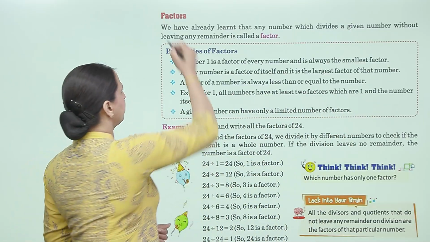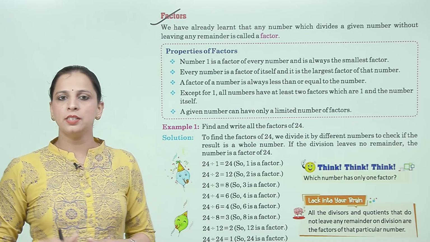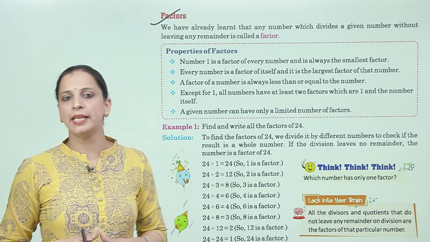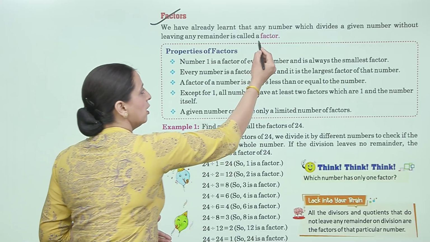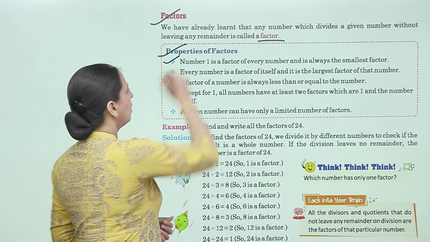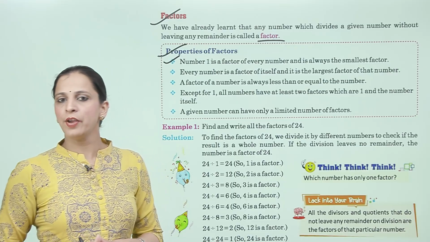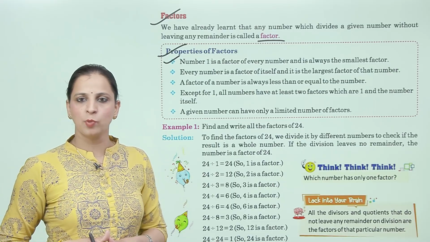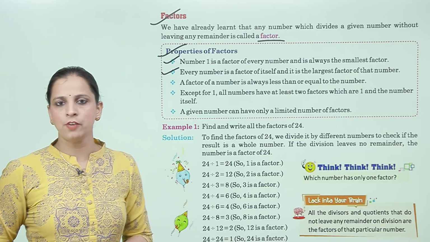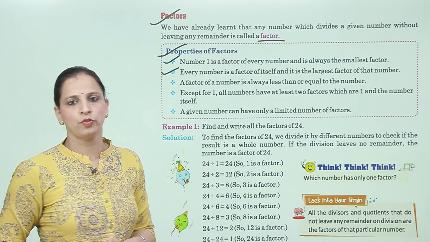Now, factors. We have already learned that any number which divides a given number without leaving any remainder is called a factor. Now, properties of factors. First, number 1 is a factor of every number and is always the smallest factor. Next, every number is a factor of itself and it is the largest factor of that number.